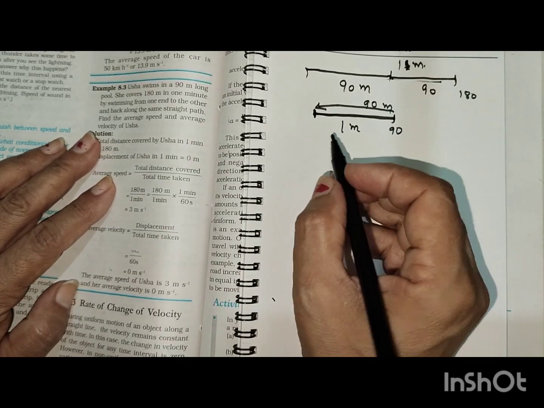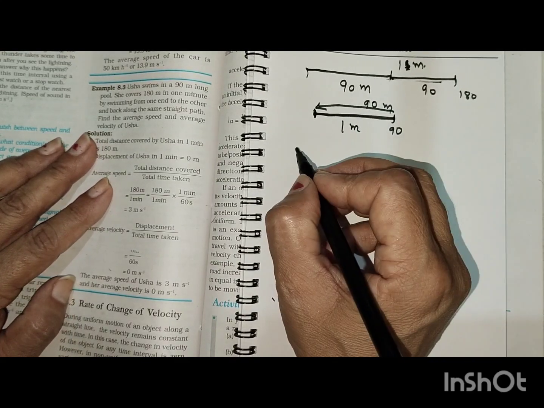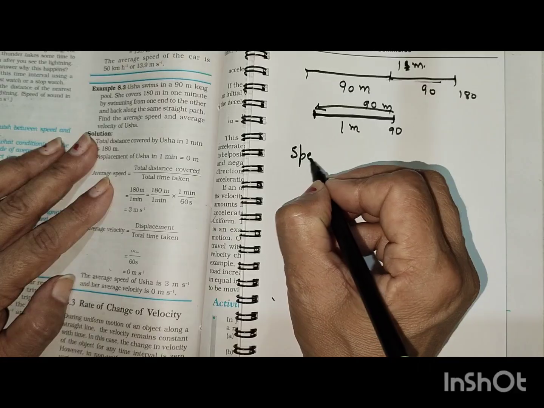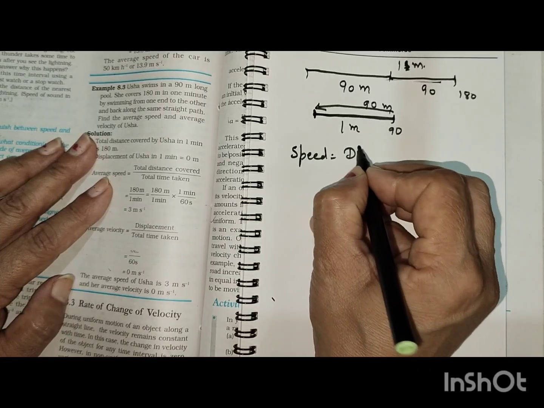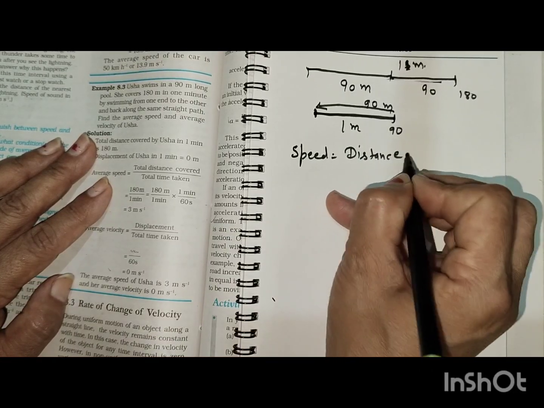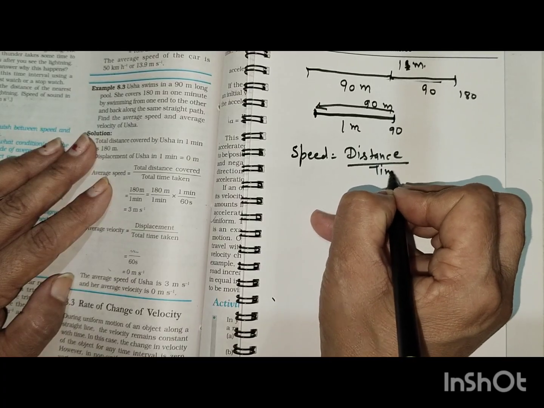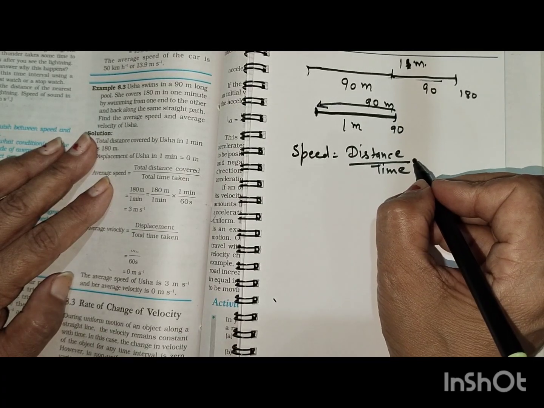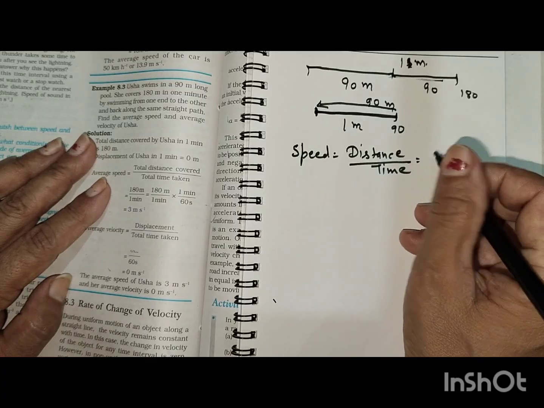Find the average speed and average velocity. Average speed is equal to distance by time. As you know, the formula is average speed equals total distance by total time taken.